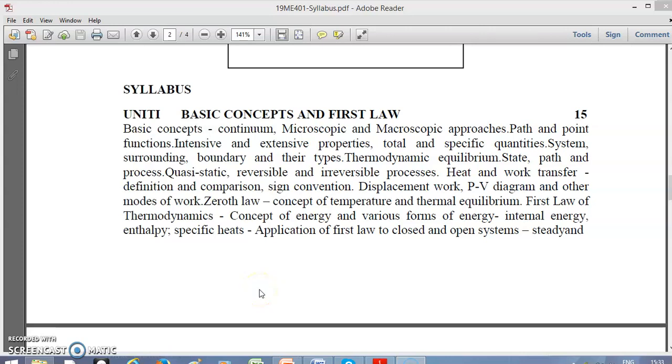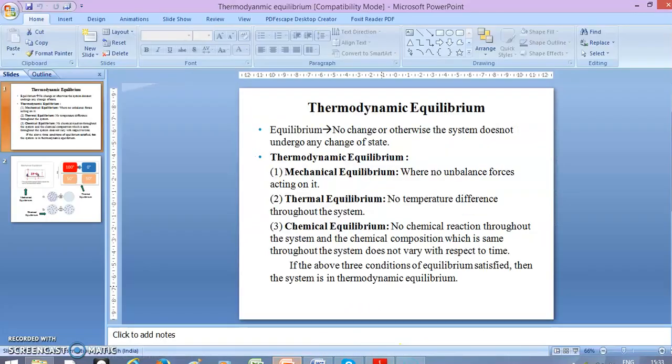Welcome back, guys. In the last lecture we discussed the thermodynamic system and its types. In this lecture we are going to discuss thermodynamic equilibrium. We can expect a 2-mark question from this topic, so we'll move on to that.